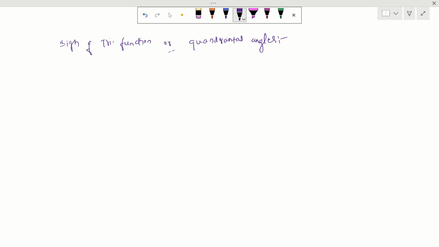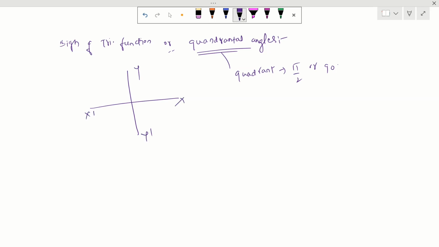So, the meaning of quadrantal angles: a quadrant means pi by 2 radian or 90 degree, right? As we have seen, with x, x dash, y and y dash, this is the first quadrant, second quadrant, third quadrant, and this is the fourth quadrant, right?